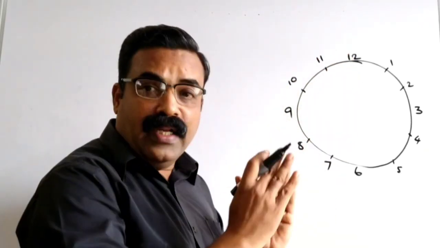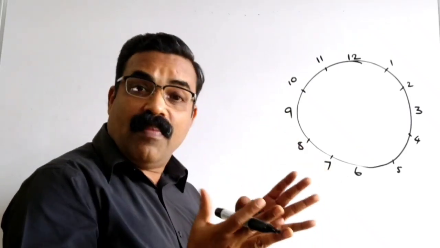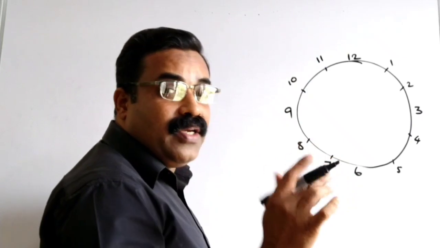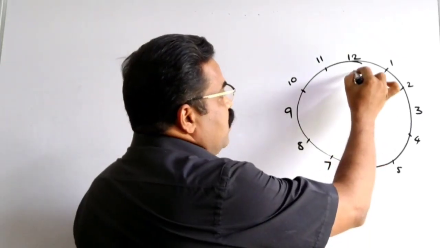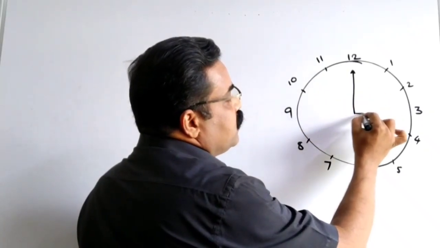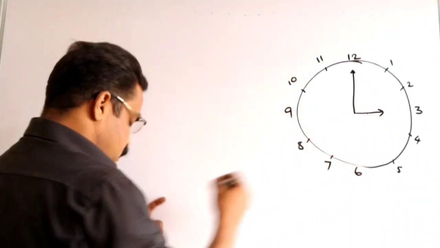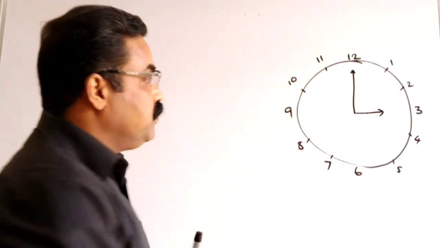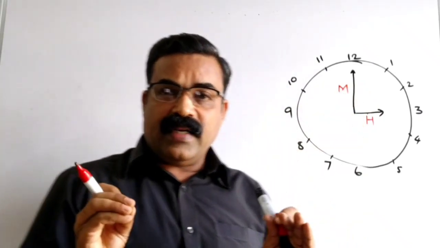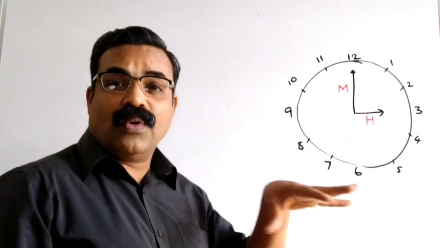Basically, there are 3 needles, 3 hands: seconds, minute and hour. But as far as our competitive exam questions are concerned, we will draw only 2 hands, the hour hand and minute hand. Let us take this as the minute hand and this smaller one as the hour hand. So we have some basic concepts we first have to understand, then we will go to the questions.